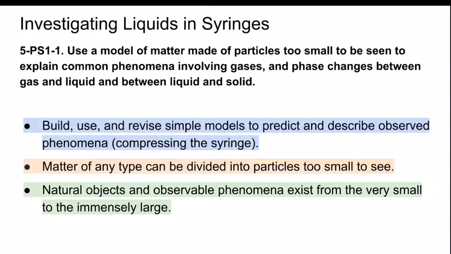They'll be using this model to demonstrate their understanding that matter of any type can be divided into particles too small to see. The idea of particles being too small to see is attributed to the cross-cutting concept that natural objects and other observable phenomena exist from the very small to the immensely large scale, which sometimes can't be observed directly. This lesson has been designed to help students meet the 5th grade standard that students use a model of matter made of particles too small to be seen to explain common phenomena.